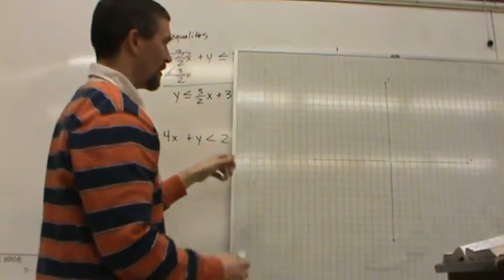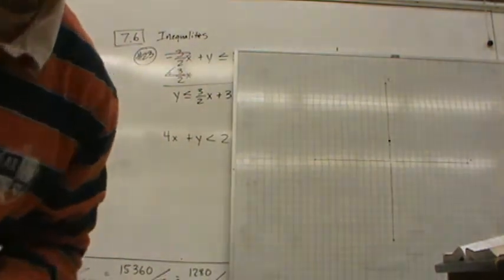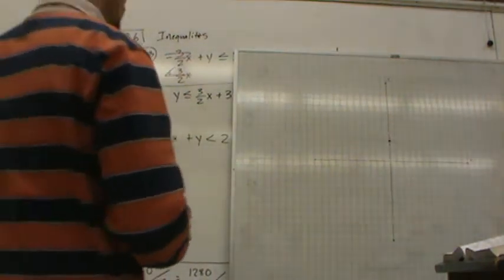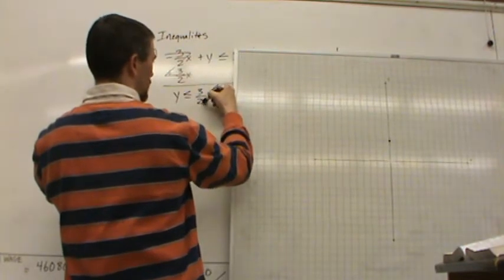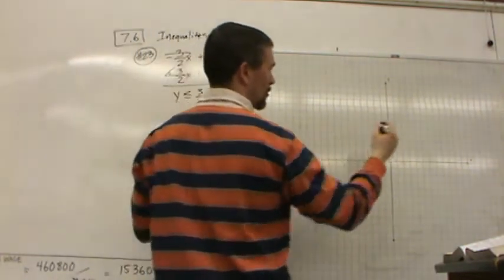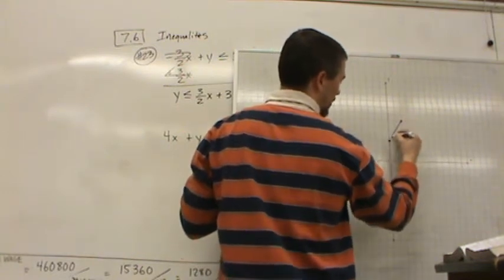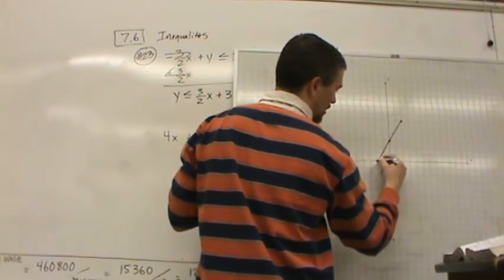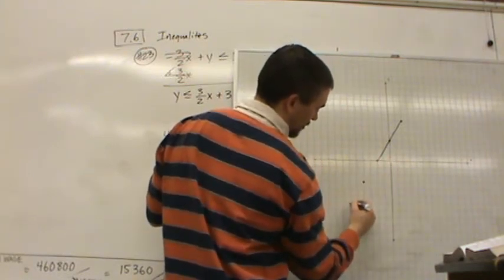Plus 3 is our y-intercept. Make sure that the camera's picking that up. Yep, you can see the graph. So 3 is our y-intercept, and now we have the slope as rise over run. We rise 3 and run 2, so rise 3 and run 2, and that is our line, which obviously continues to rise and run the same amount in a straight line.